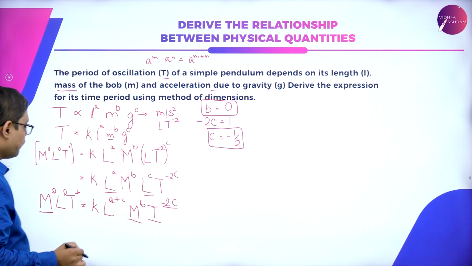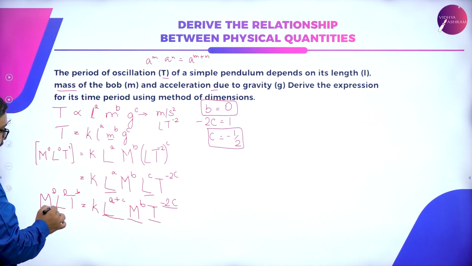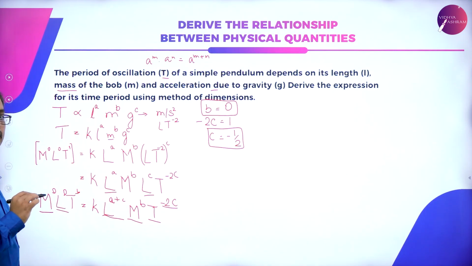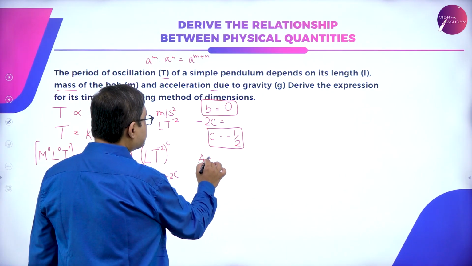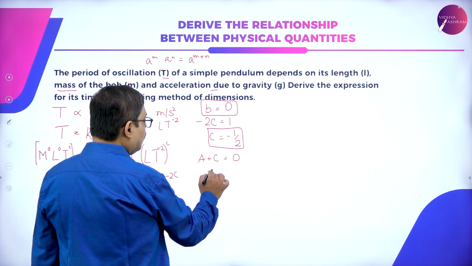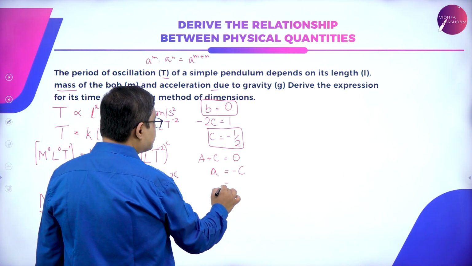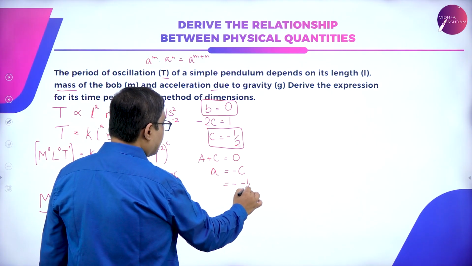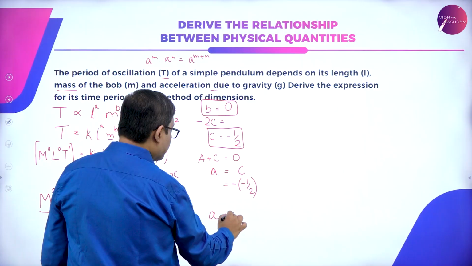Let me check the third part, which is regarding the length. Length to the power A plus C, here you have length to the power 0, or the dimensions of length. So A plus C equals 0, or A equals minus C. This is minus of minus half. So A will be plus half.